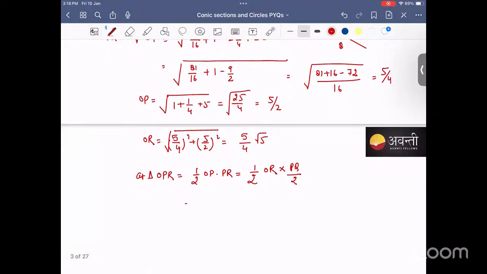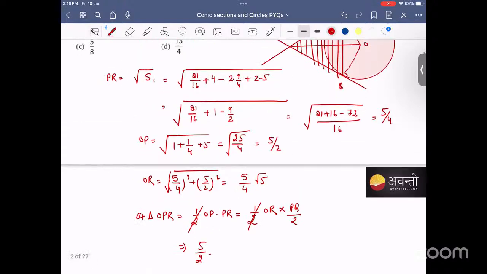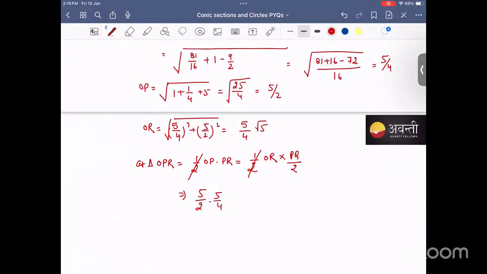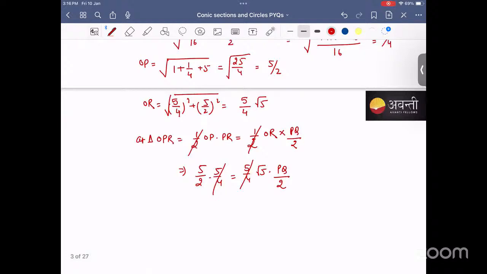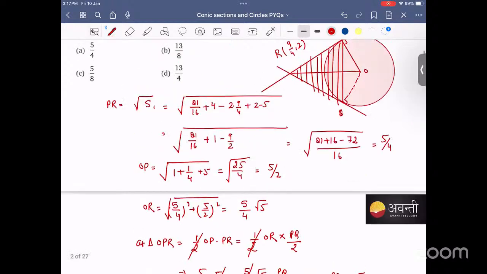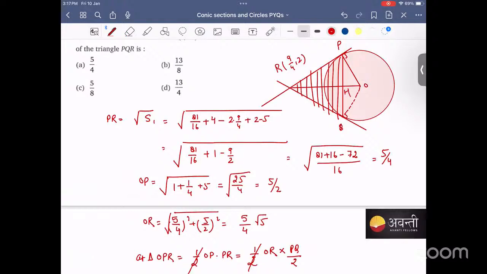So this half cancelled. So you got OP as 5/2, then PR as 5/4 is equal to OR 5/4 root 5 into PQ upon 2. 5/4, 5/4 cancel, 2 cancel. So you got PQ as under root 5. So now we got the base of the triangle. Understood? Say this point is H.